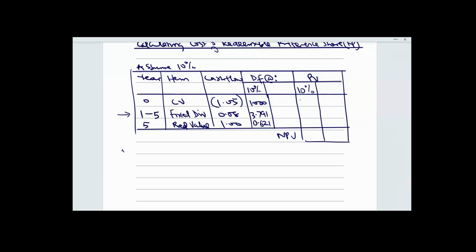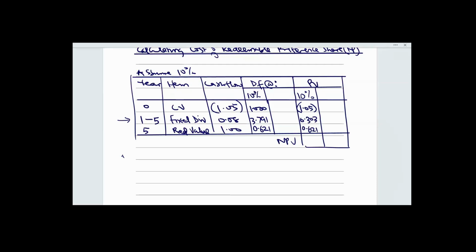So to now get the present value, 1.05 multiplied by 1 will give us 1.05. 0.08 multiplied by 3.791 is 0.303. Okay, 0.303. All right. So for year 5, 1 multiplied by 0.621 will give us 0.621. So let's add everything together.